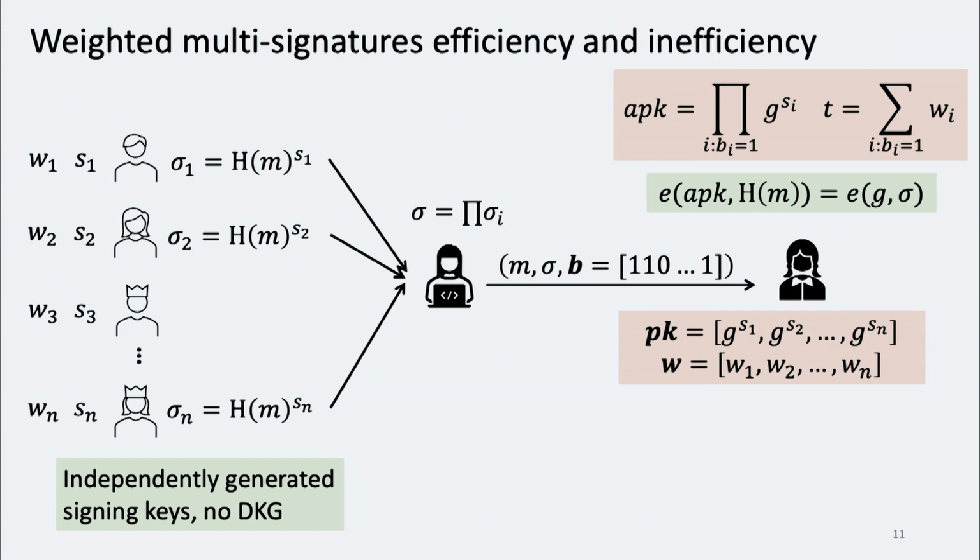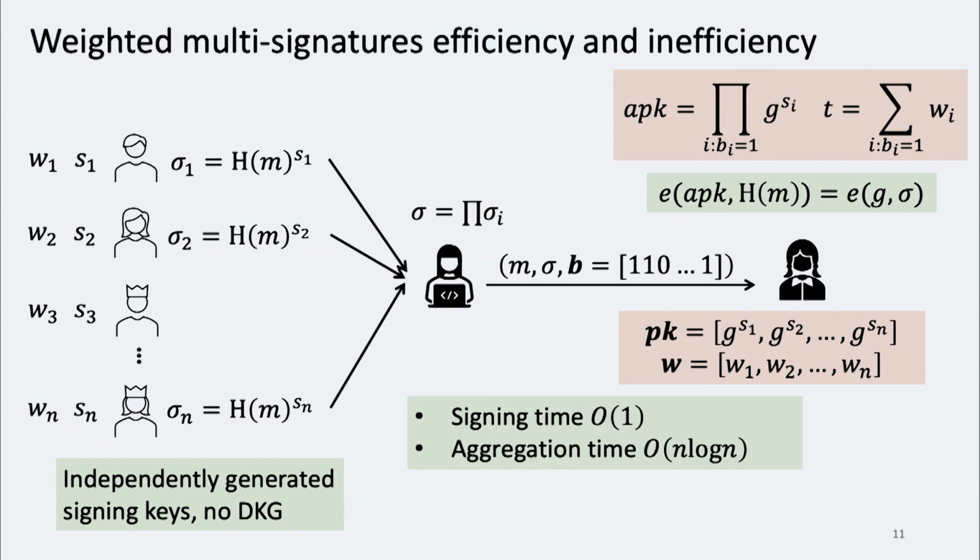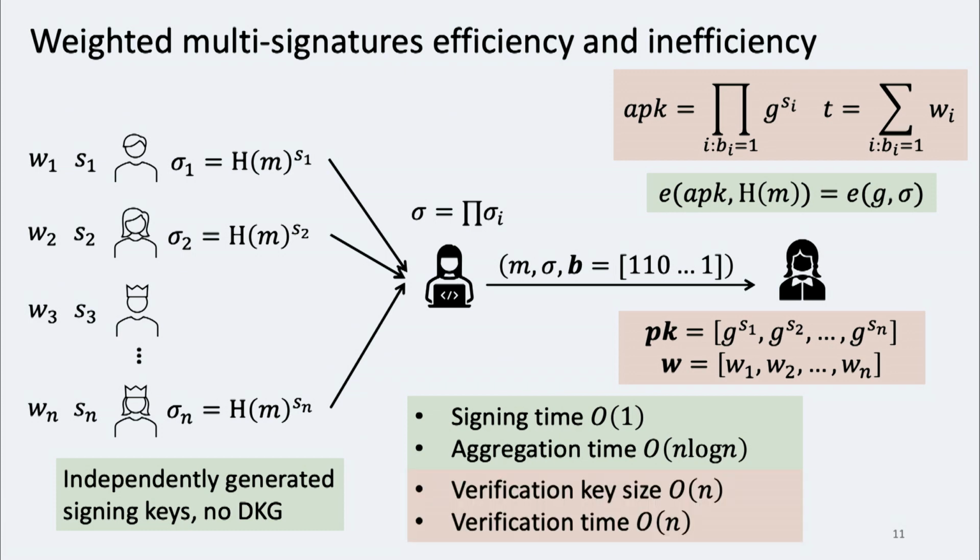Now, what's the problem here? Once again, it's efficiency. Signing time and aggregation time are pretty good, but verification is now problematic. There are two parts to that. The verifier needs to dedicate a lot of storage to keep this vector of public keys and weights. It also needs to do linear computation. And in many cases of blockchain applications, we want the verifier to be lightweight.